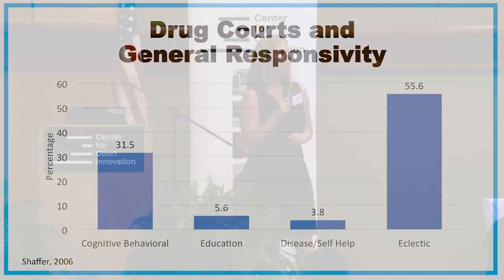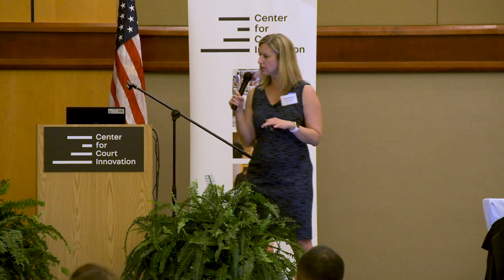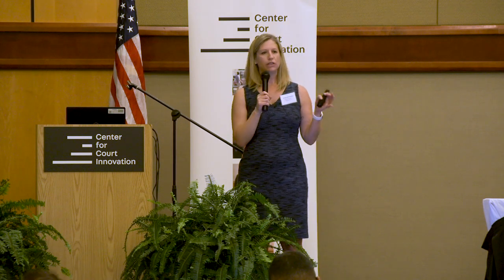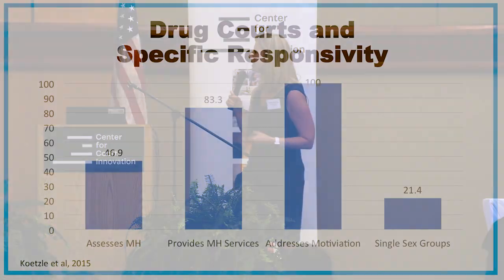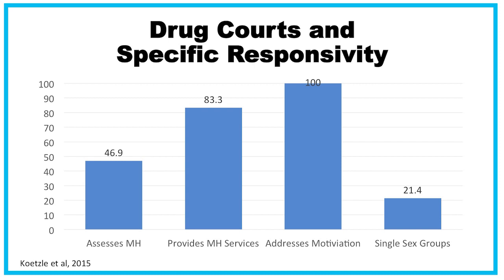More recently, my colleagues and I looked at 90 different evaluations of drug courts that had been completed, and we looked at whether or not there was any mention of responsivity, which we defined as mental health, motivation, and single-sex groups. Of these 90 drug courts, we found that almost half conduct some sort of assessment of mental health. Over 80% provide mental health services. So there's a little disconnect there on how they're knowing who needs these services. All of them identified motivation as a target, right?